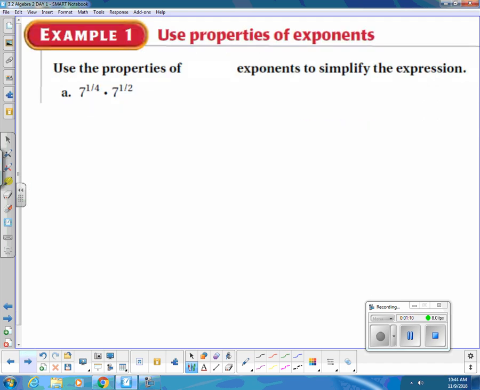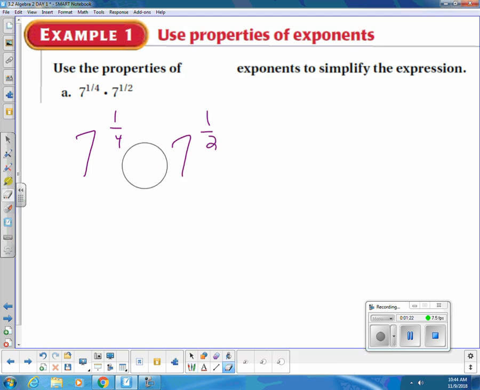This time, our exponents are fractions. That's what makes it different this chapter. So we've got 7 to the 1/4, and we're going to multiply it by 7 to the 1/2. I kind of messed up but gave it away. What we're going to end up doing is adding the 1/4 plus the 1/2.